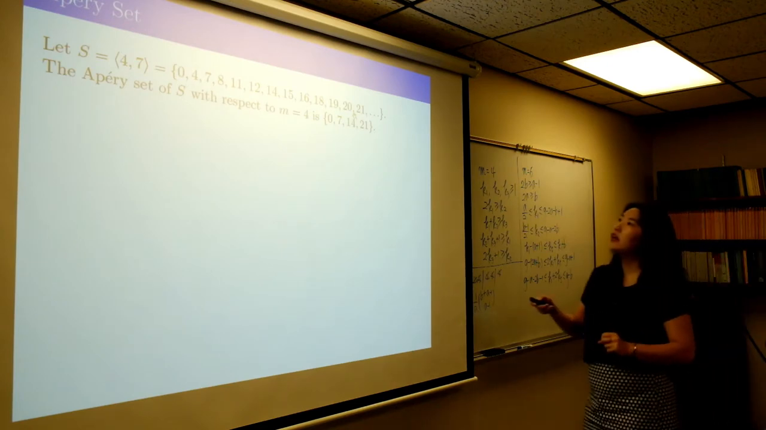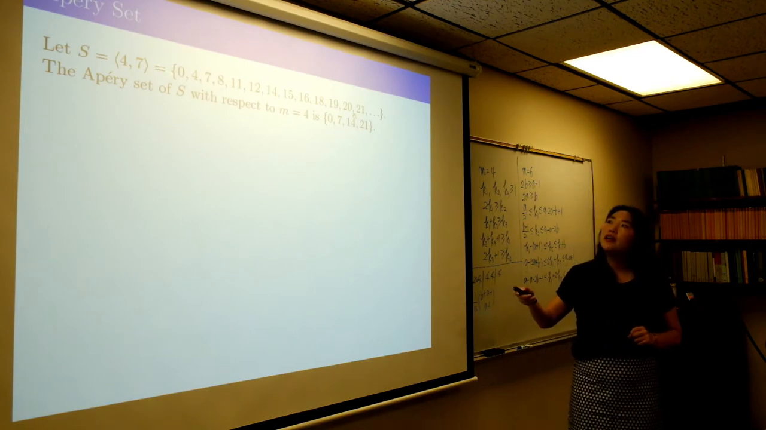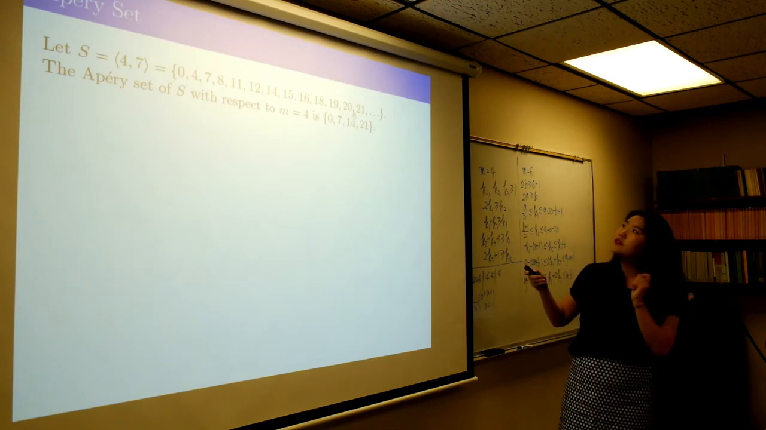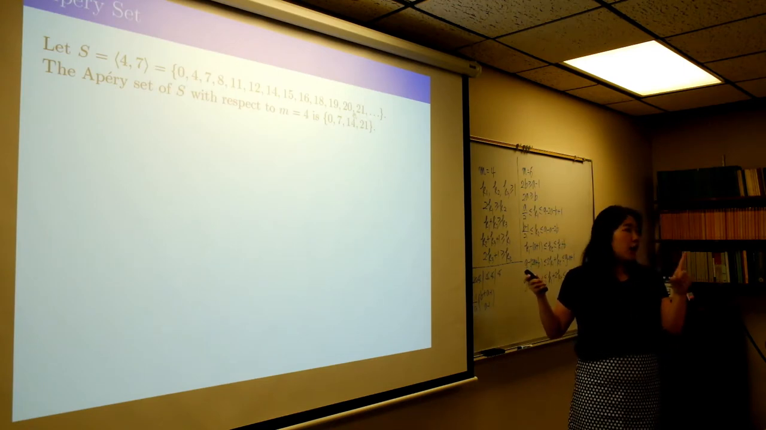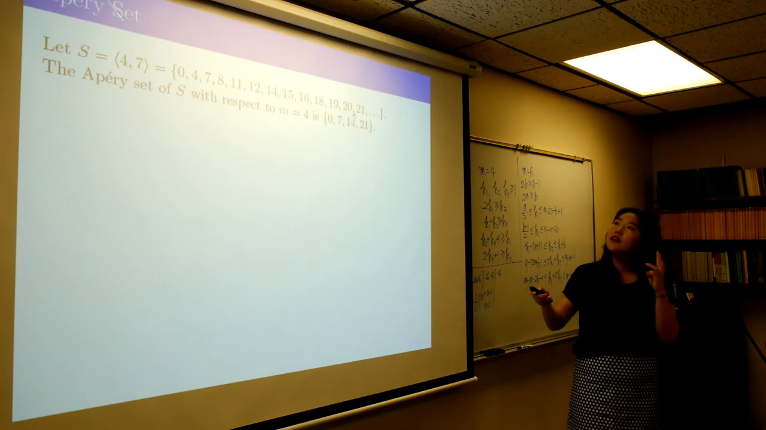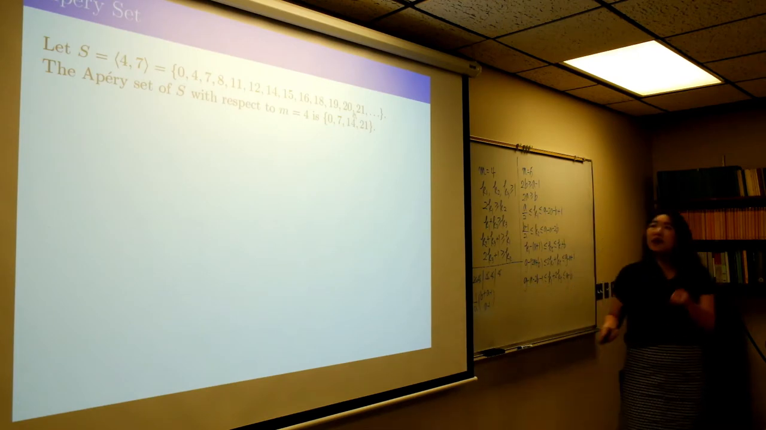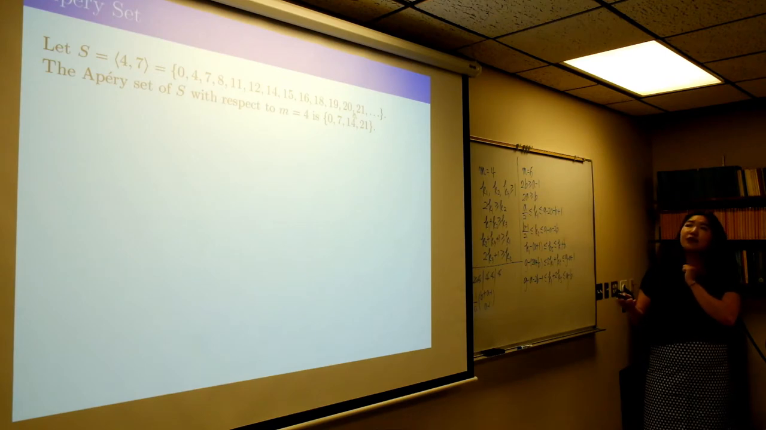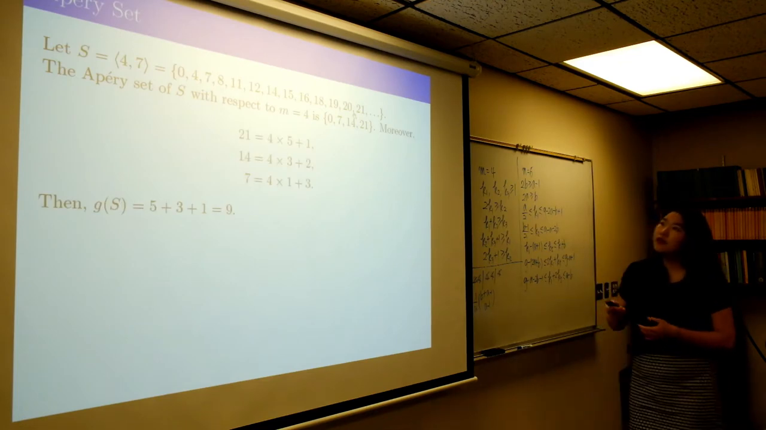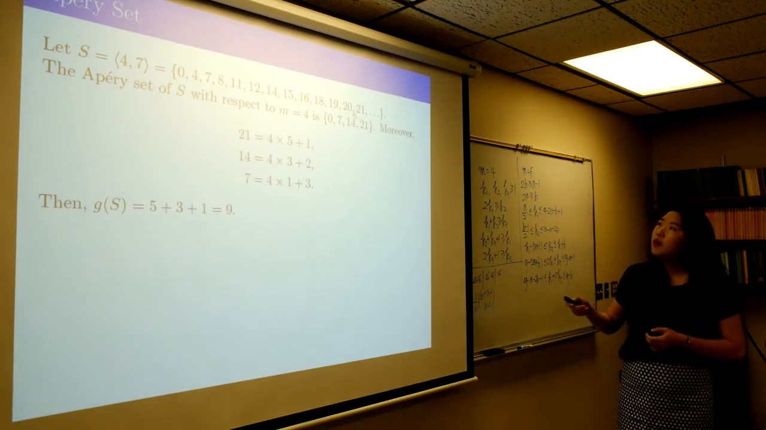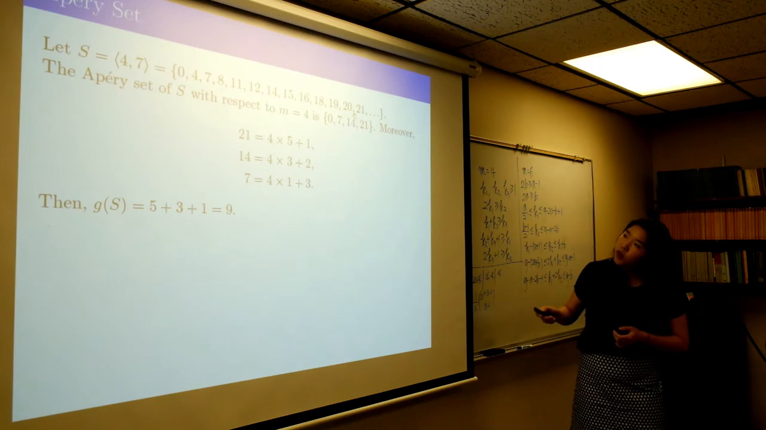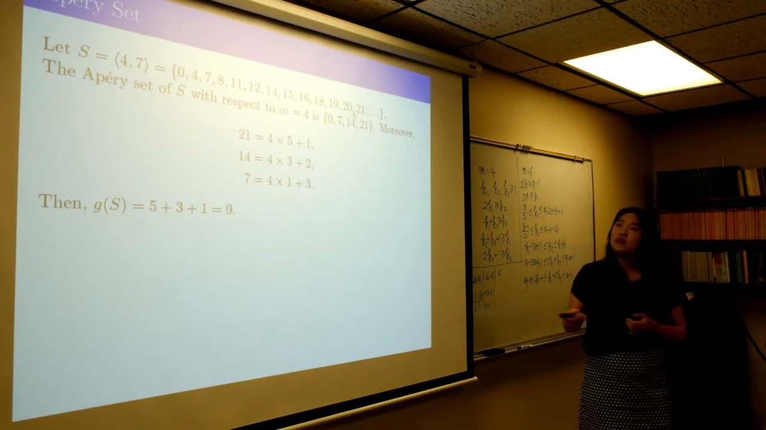What I'm saying with this is 0 is the smallest number in S congruent to 0 mod 4. And 21 here is the smallest number congruent to 1 mod 4 in S. And 14 is the smallest number congruent to 2 mod 4 in S. And 7 is the smallest number congruent to 3 mod 4 in S. So the Apéry set of S with respect to the multiplicity is given here. And what's good about this is when you rewrite those numbers as the multiplicity times some quotient plus remainder, then the sum of quotients is the genus of S.